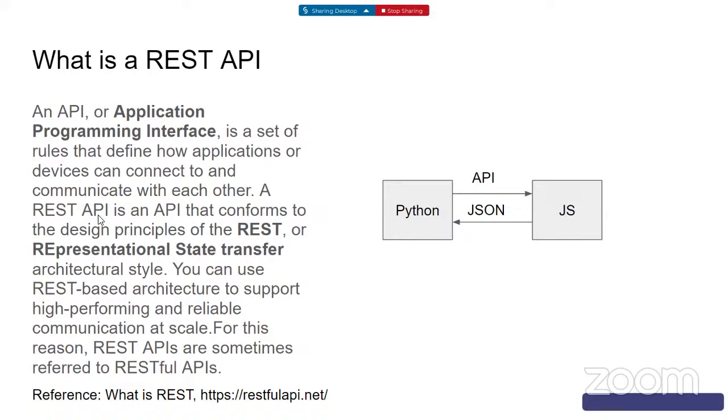So this REST API refers to the design principles of REST, called representational state transfer architecture style. Generally, it supports high-performing and reliable communication at scale. So with this link, you can learn more about this architecture.